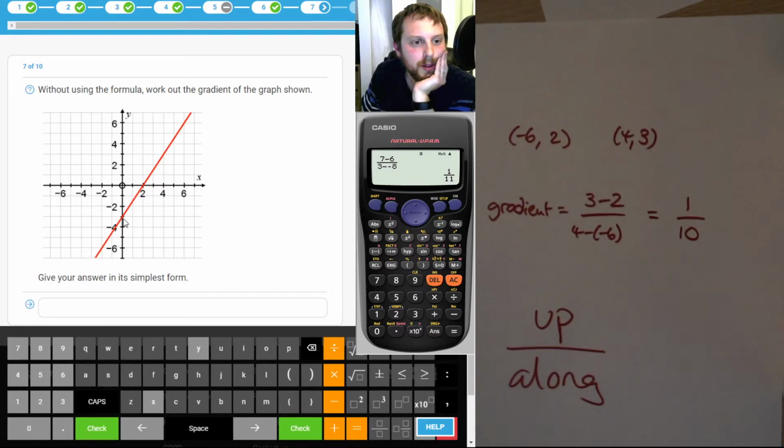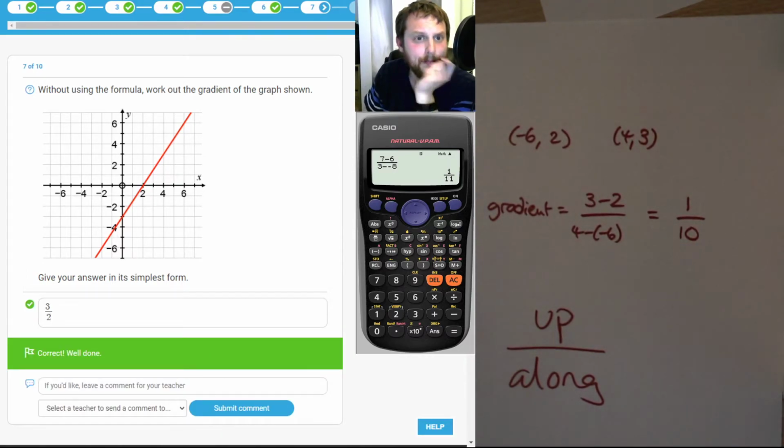What about this? Okay, so this looks like it goes 2 along and 3 up. Can you see that? 2 along, 3 up. Could have also started here, for example. So the up number goes on top and the along number goes on the bottom. So there you go.